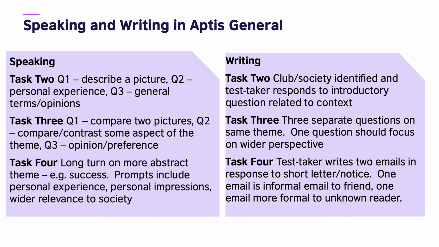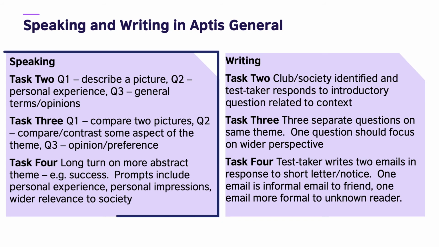In this section, we will look at an overview of the speaking and writing components in Apttus General and look at some sample items. As we have mentioned, Task 1 is now written in-house according to a bank of pre-selected questions. From the item writing perspective, therefore, we are going to focus on Tasks 2, 3, and 4.